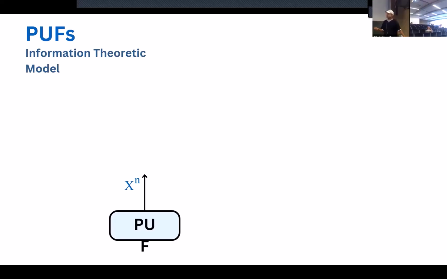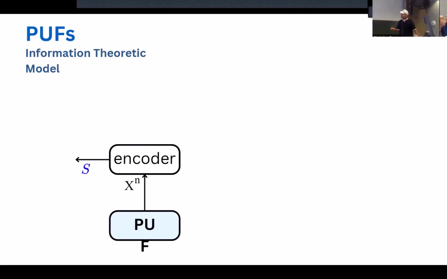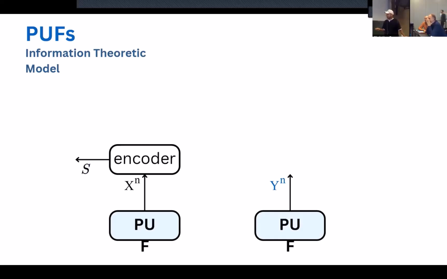We denote it with a random variable. Then we use an encoder to generate a secret key. Then again, if you apply the same input, it gives some output Yn. Yn is supposed to be correlated with Xn because it's the same input, the output should be same. But PUFs are very vulnerable to errors or environmental conditions. So if you change the environment condition, there is high probability that there will be some error.